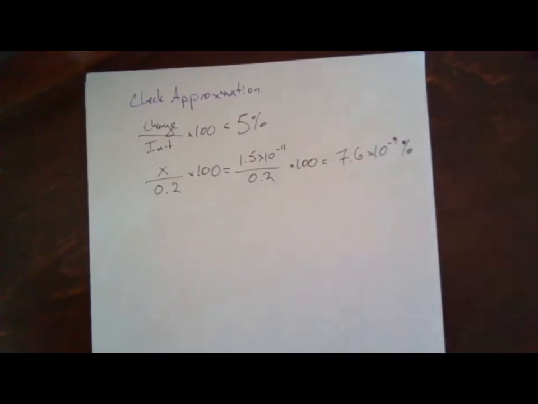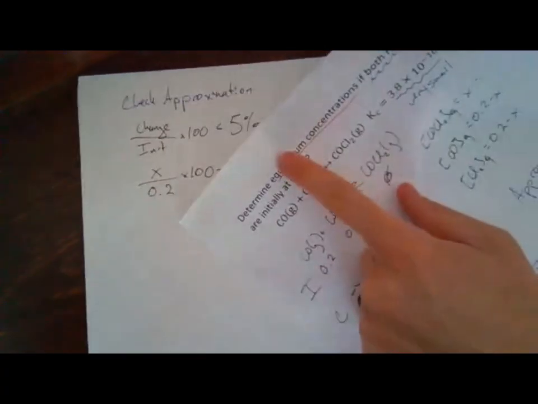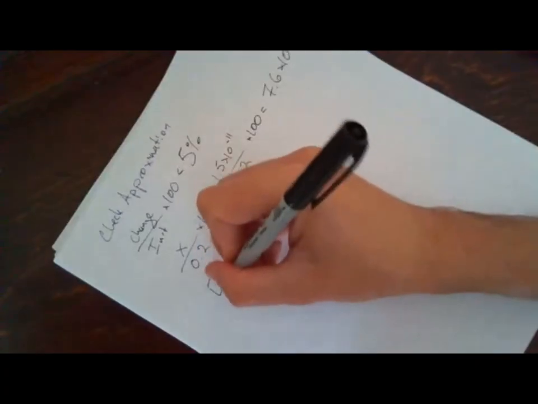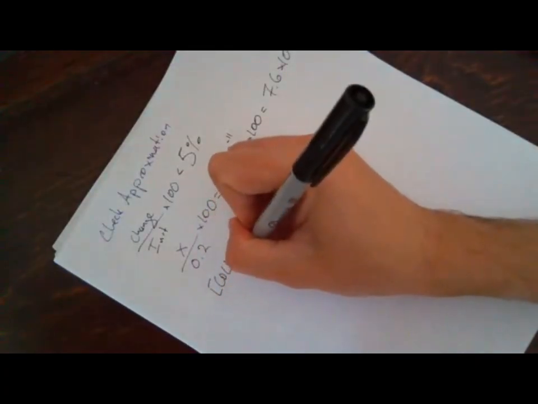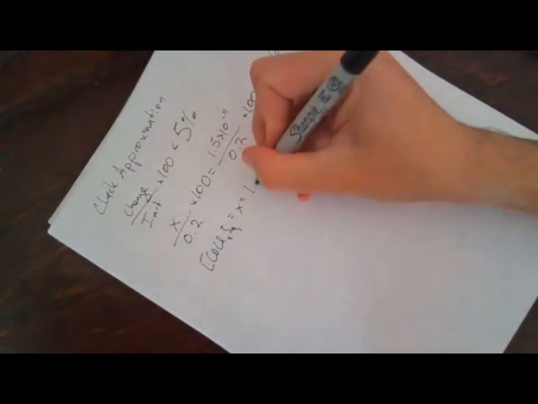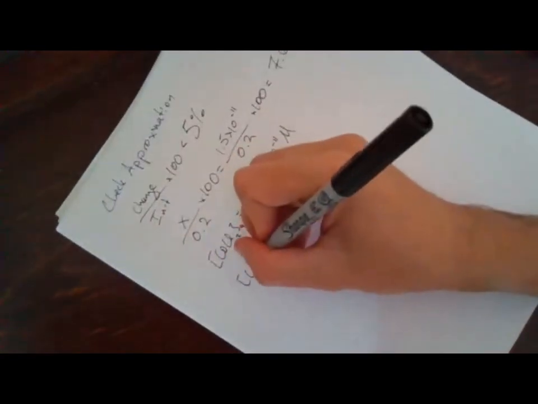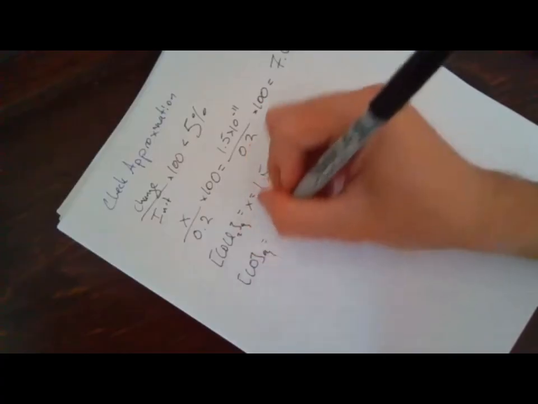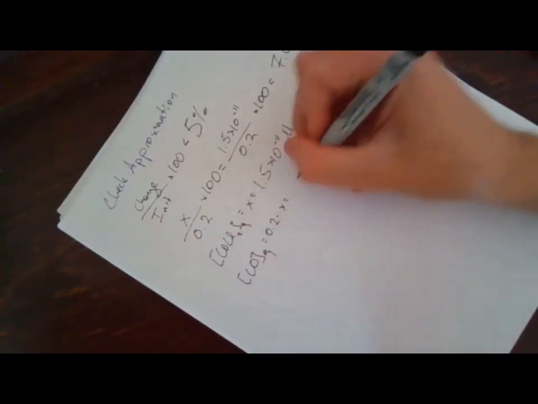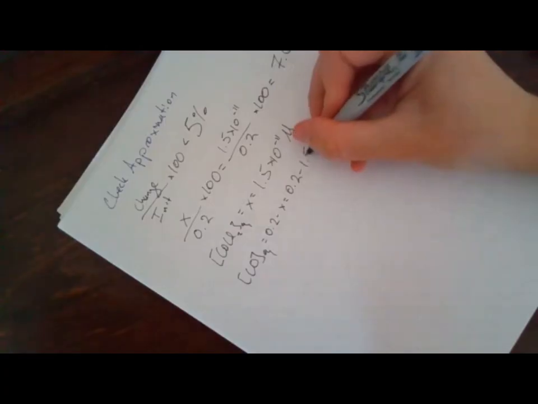Not quite done though, right? What we wanted, we have X, we want equilibrium concentrations. So if we return to, we had that the concentration of COCl2 at equilibrium would just be equal to X. So it is the value 1.5 times 10 to the negative 11 molar, not a ton. The concentration of CO at equilibrium was going to be 0.2 minus X. So that is 0.2 minus 1.5 times 10 to the negative 11.